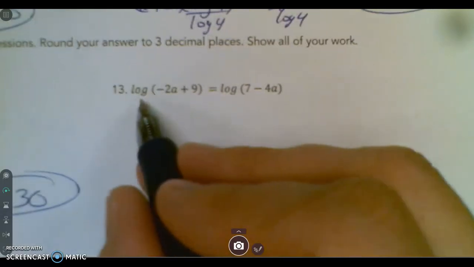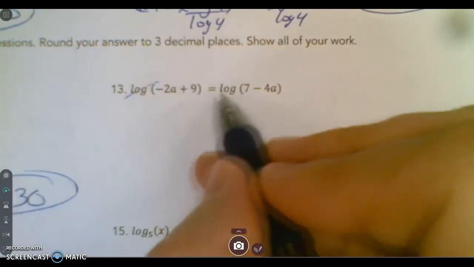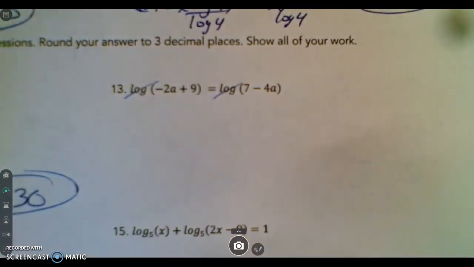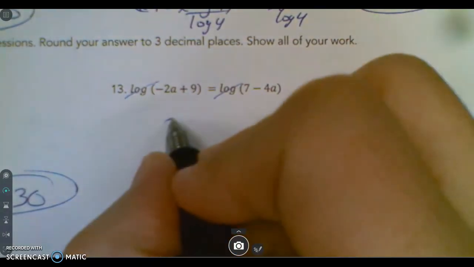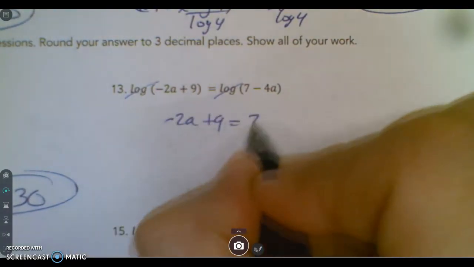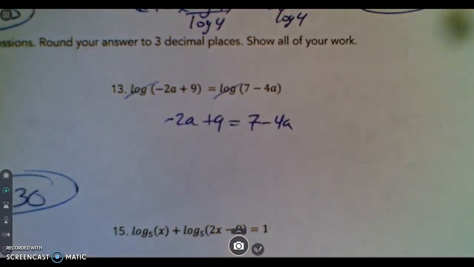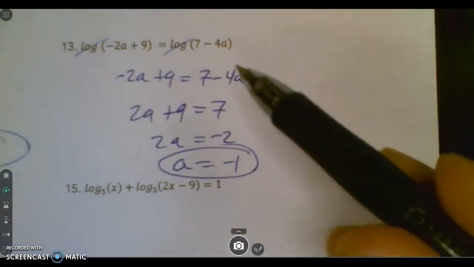All right. This is a nice problem. If you ever notice you have same log on both sides and there's just a single log, you get to just cross them out. That's cool. Then it's just an algebra problem. I'm going to pause and do that. All right, so there's the answer to that one.